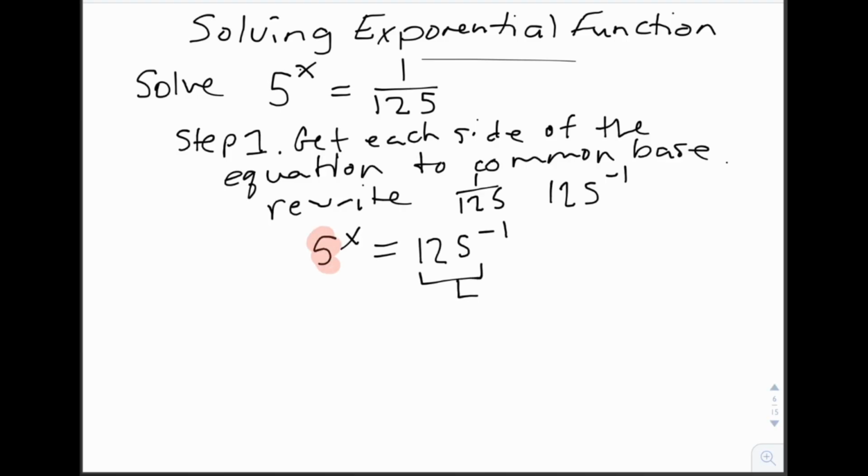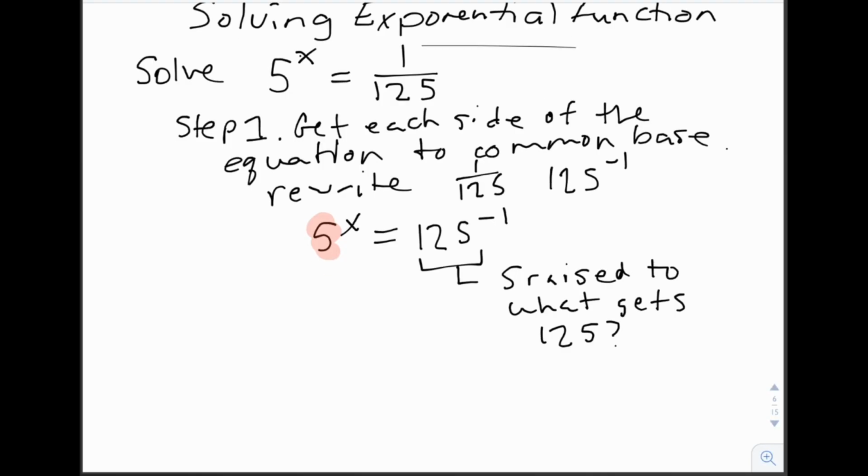So we can ask ourselves, 5 raised to what gets us this 125? We need to stop and think. Well, 5 raised to the 3 is actually going to get us this 125. So we can go ahead and rewrite. We still have this 5 to the x. That's going to equal 5 raised to the 3, because that gets us the 125. And then finally, we still have the negative 1. So we can now move on to step number 2.